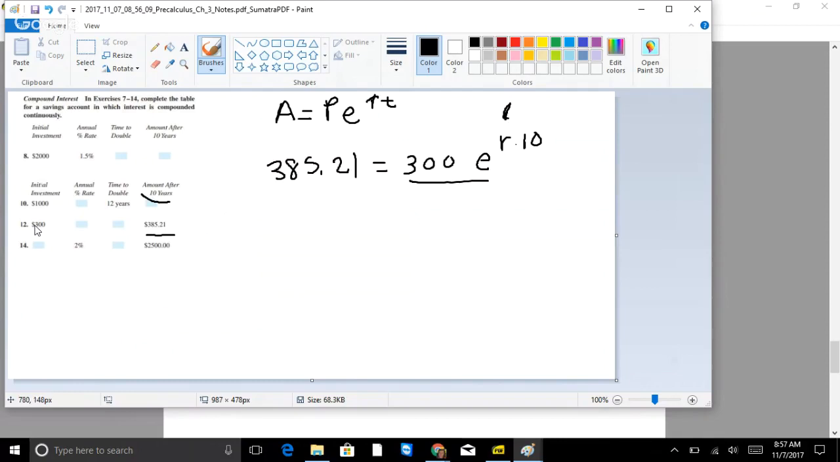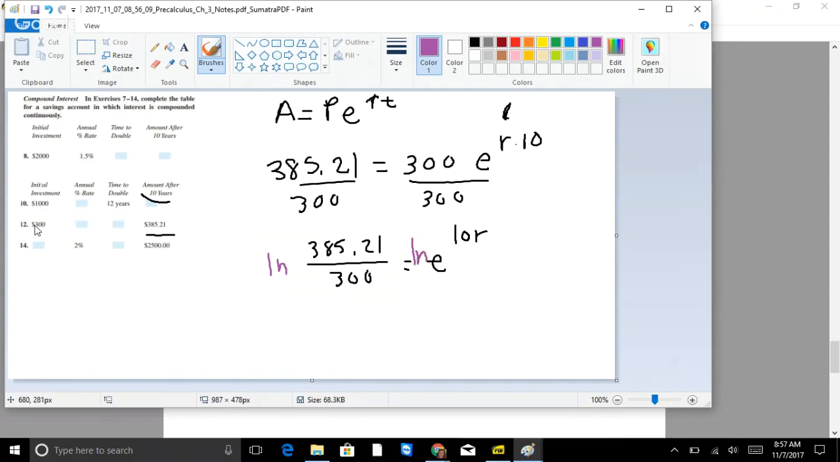So let's go ahead and solve for r to figure out what the rate is. So first up, I'm going to divide both sides by 300. It's going to make a nice number for me. We're going to leave it in that form. So we get 385.21 divided by 300 equals e to the 10r, right? Then I am going to get my rate down by taking the natural log of both sides, because that's going to let my exponent come down.